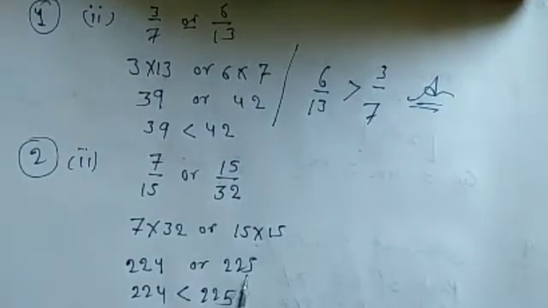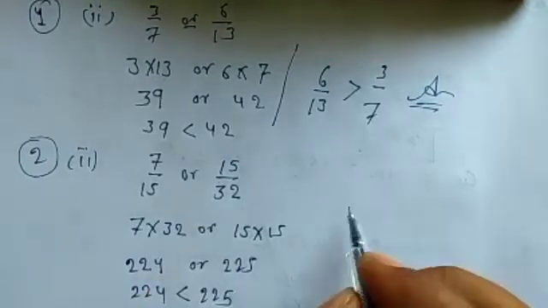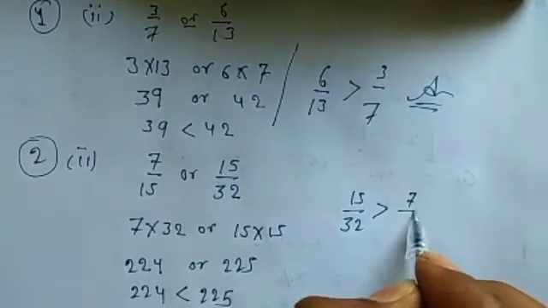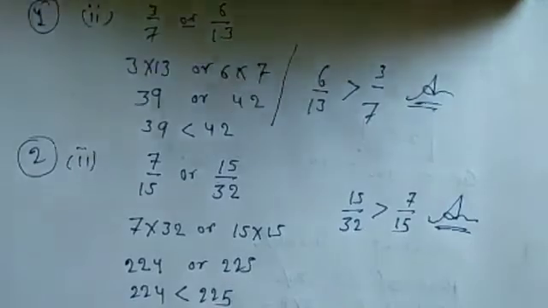In this 225, what was the numerator? 15 was the numerator there. It means 15 upon 32 is greater than 7 upon 15. This is the answer of this question.